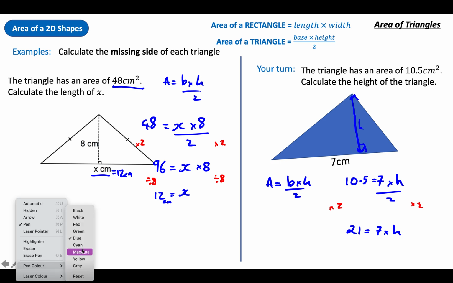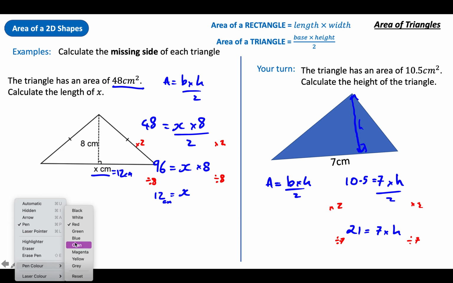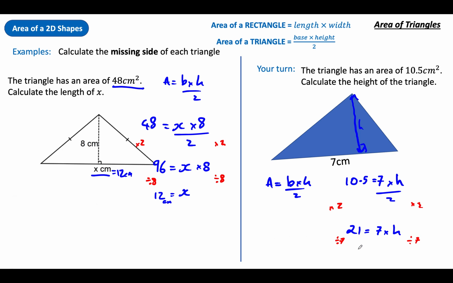But I want to find out what the height is. So we're going to divide it by the 7. 21 divided by 7 is 3. And of course, 7h divided by 7 is just h. That's why we did it. So 3 centimeters. My height equals 3 centimeters. Yeah, so you're just undoing that formula. All right, hope you got that right.